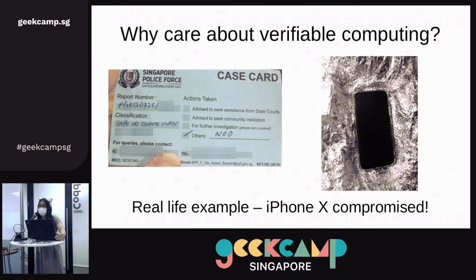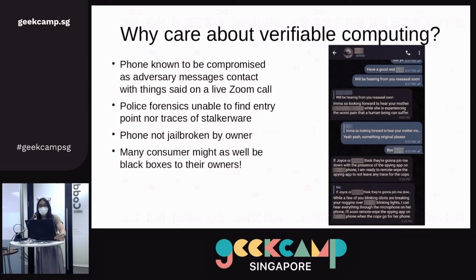In fact, at the moment, we are actually dealing with a case where an iPhone was compromised, and somehow or other, stalkerware got installed on this iPhone. The facts of the case are that we know this phone to be compromised because the adversary actually messaged one of my contacts, who also happens to be here this afternoon, with things that we were saying on the live Zoom call. Police forensics were not able to find the point of entry, like how that stalkerware even got on the phone in the first place, and they were not able to find any traces of stalkerware.